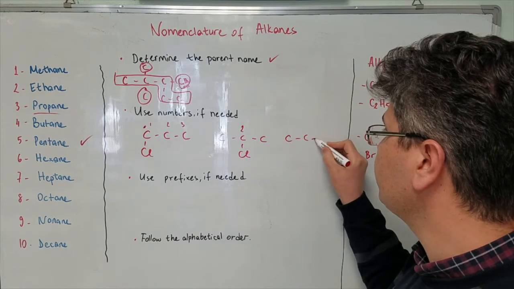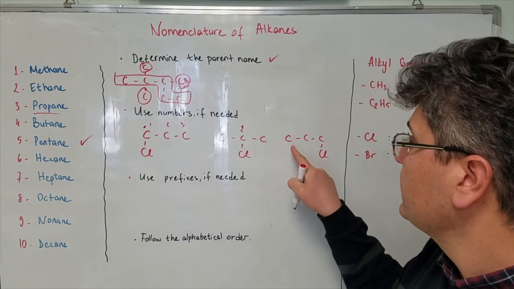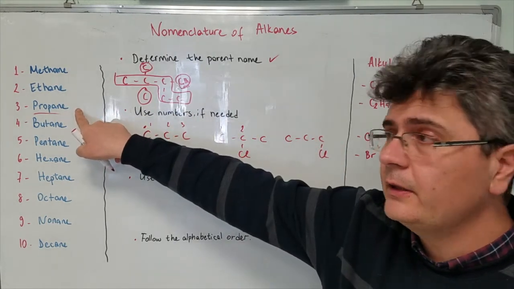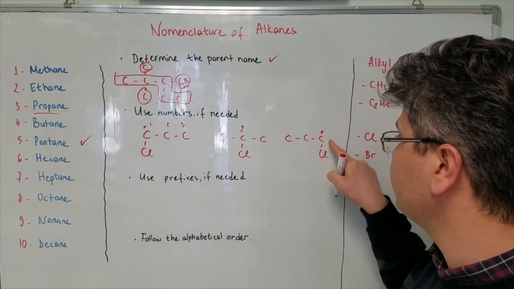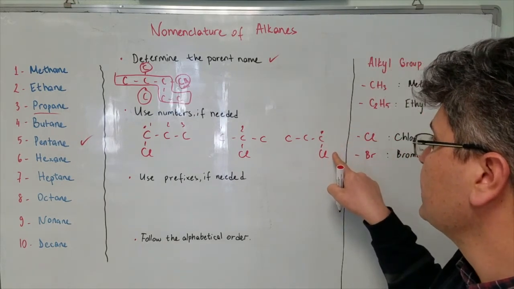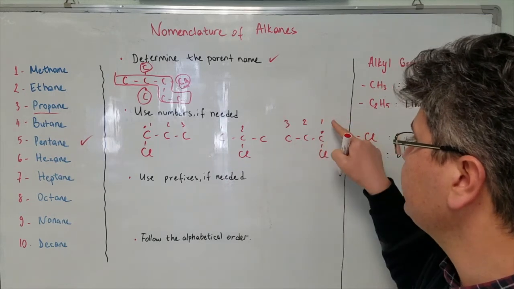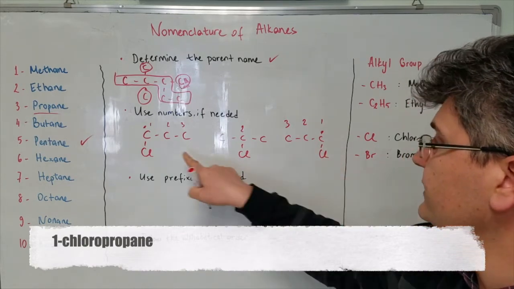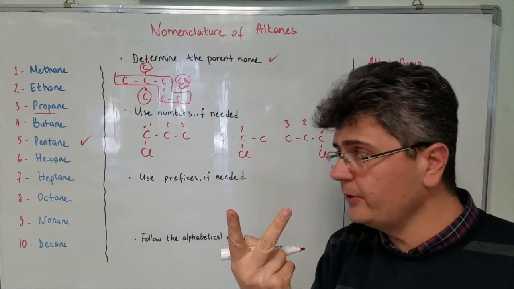If you have your chlorine on this carbon atom, you again have 1, 2, 3 carbon atoms. It still is propane, but this time the important carbon atom for us is this one, because it is the substituted one. So then I'll need to start numbering from here. 1, 2, 3. So it still is 1-chloropropane. It actually is the same thing as the first one. You just rotated the molecule.